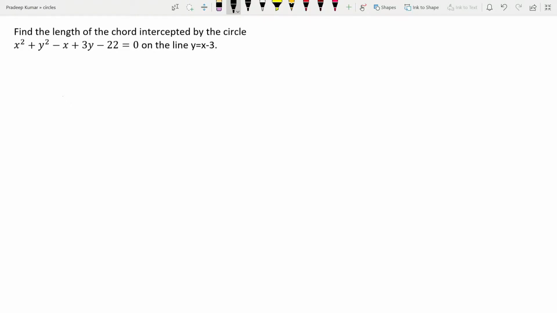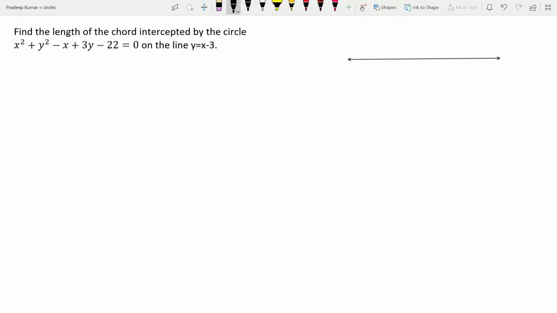Let's read the question. Find the length of the chord intercepted by the circle x² + y² − x + 3y − 22 = 0 on the line y = x − 3. So let's make the figure for better understanding of the question.